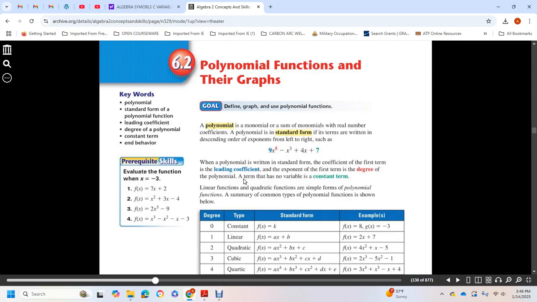A polynomial written in standard form has its first term with the leading coefficient and the exponent is the degree. The degree of the first term is the degree of the polynomial. The term with no variable is the constant term. Linear function, quadratic function, simplified polynomial function. A summary of common types of polynomial functions is below.